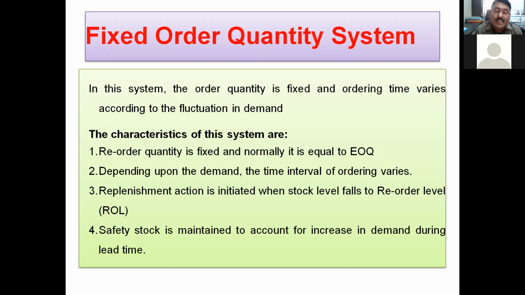We have discussed also what ROL is, and when the stock is down to that particular level, then replenishment is done. So here the stock is allowed to reach the reorder level ROL, and only then is the next order given. Safety stock is maintained below the reorder level. There is always safety stock maintained in order to account for an increase in demand during lead time.